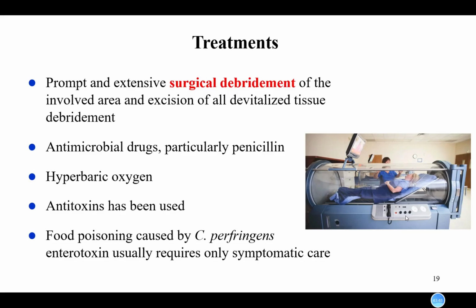You can also give the patient some antitoxin to provide immediate protection. And for those patients with a large area of infection, you can also give them a higher level of oxygen. So that's the hyperbaric oxygen. This chamber contains a higher level of oxygen, and the oxygen would diffuse into the tissue, which can inhibit the bacterial growth.